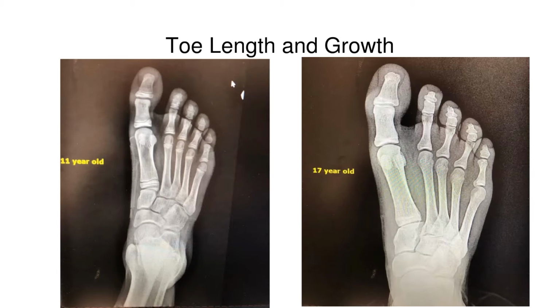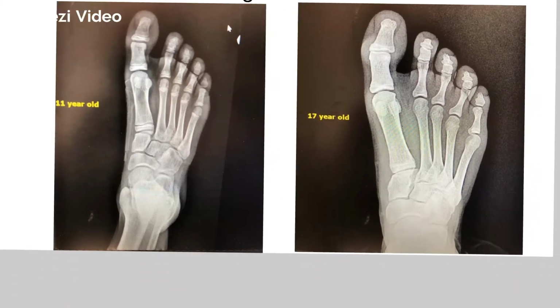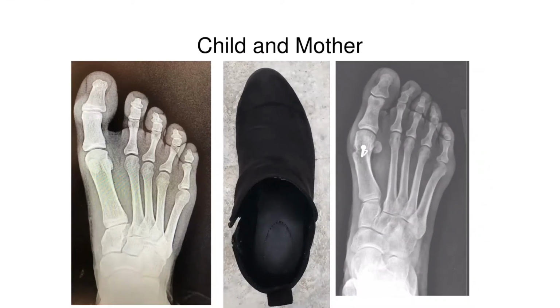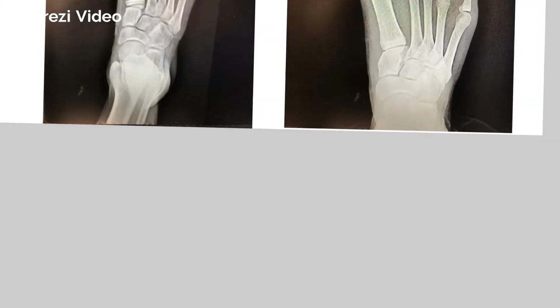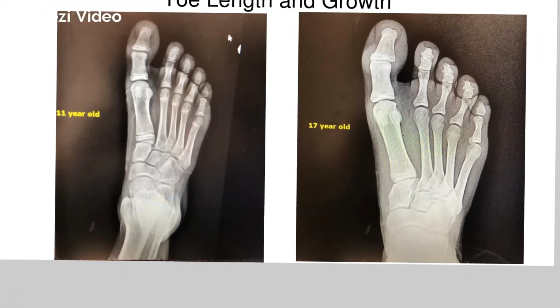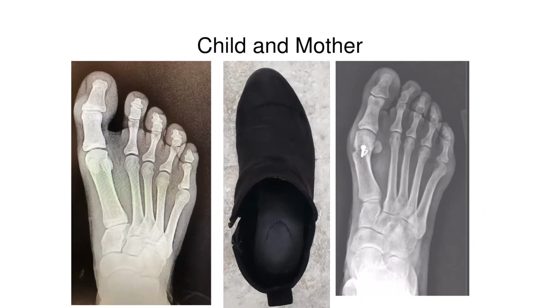So basically this is a bunion-prone foot, but if you wear minimalist shoes or natural shoe gear, it won't cause any problems. You can see another example of a mother with the same foot. This is the mother's foot, and this is the child's foot right here. It looks like the same foot as this mother's, but what happened to this mother is that she wore shoes and she actually ended up having a bunionectomy, and this is just an example of a shoe. You can see how the shoe would push over the toe and over time cause the bunion.